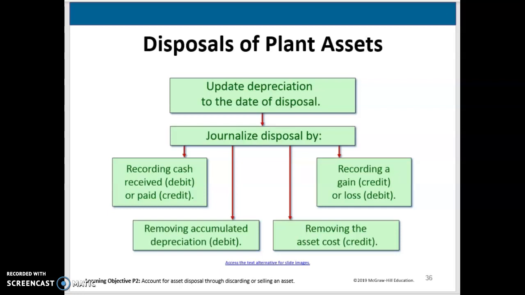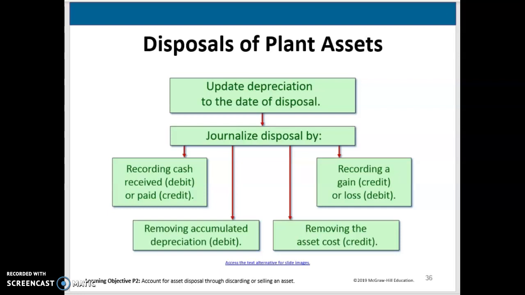Before we can get rid of any assets, we have to make sure that we've depreciated up to the date of disposal. So we want to record every depreciation that we can. And the reason is because we need to have an accurate book value. Remember, depreciation updates the book value, so then we can determine what we need to have to break even, what we would need to have a gain, or if we're taking a loss.